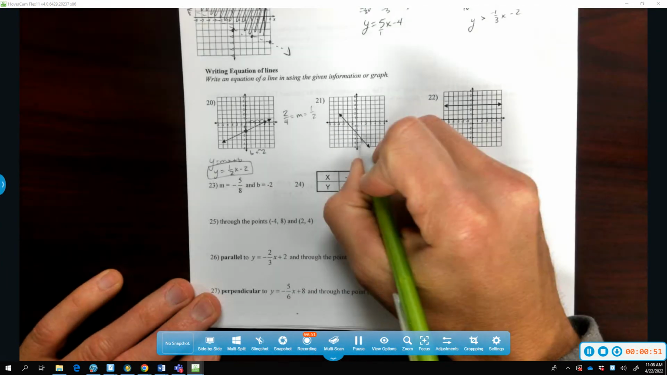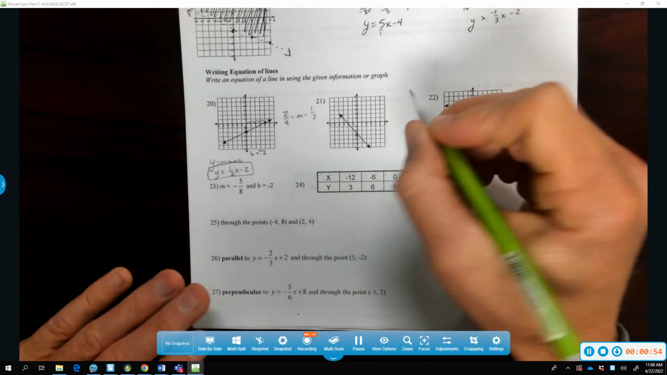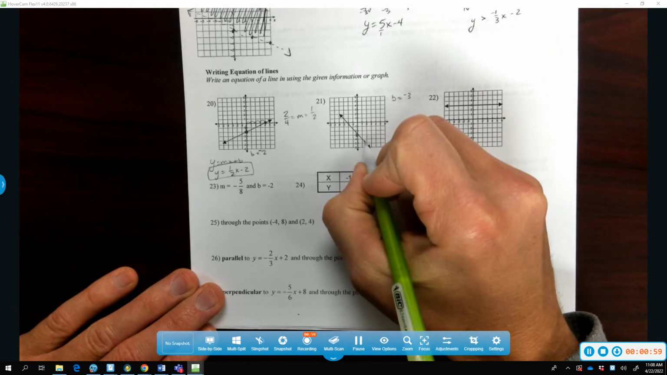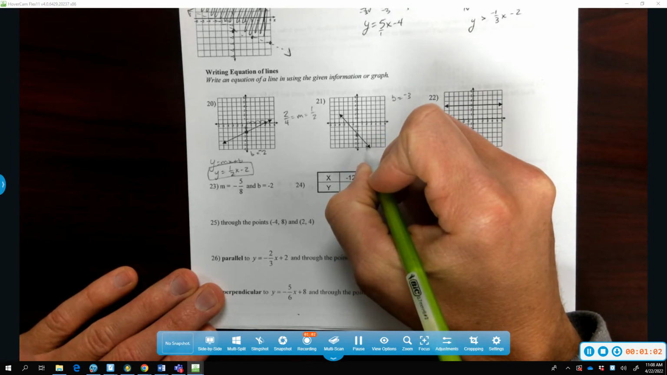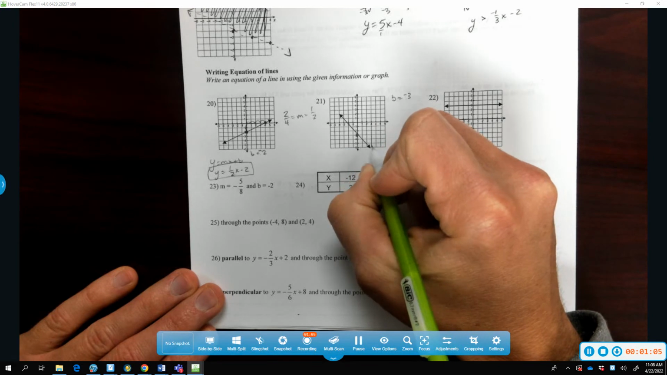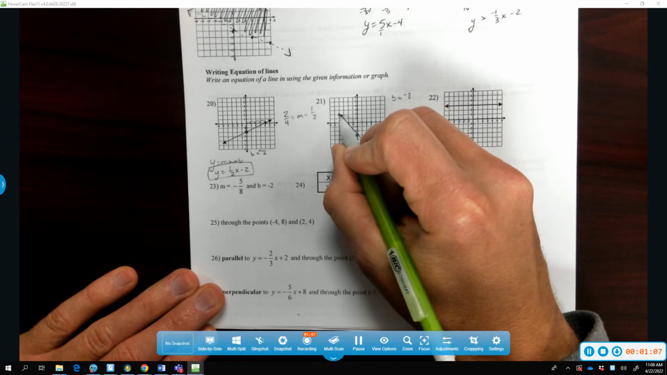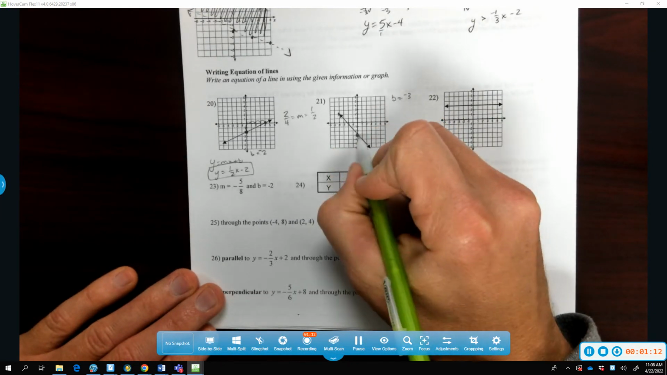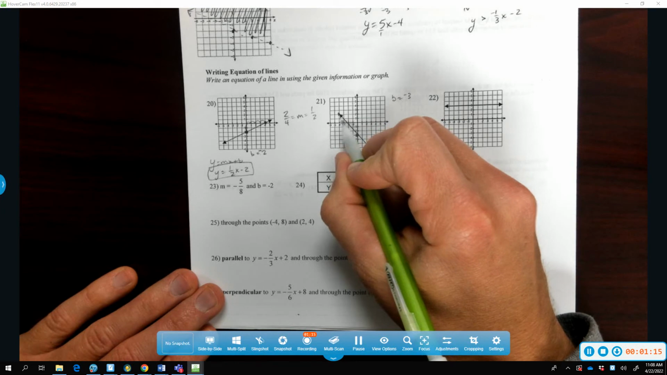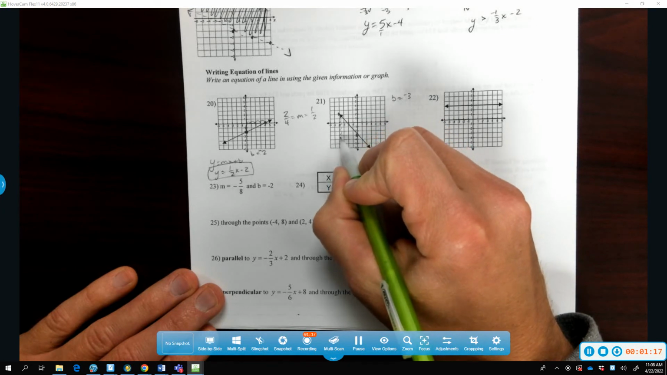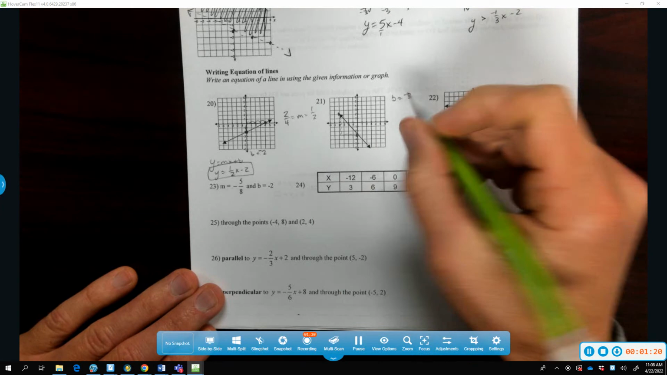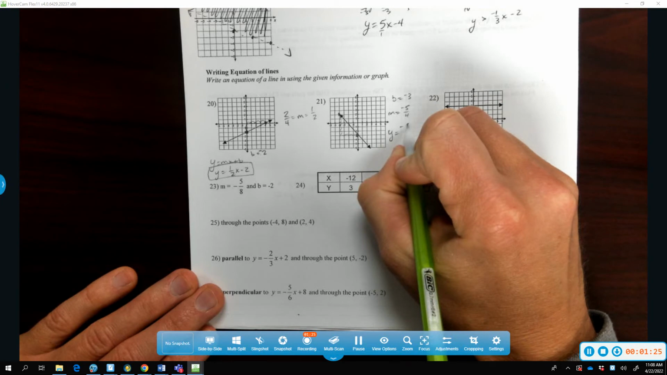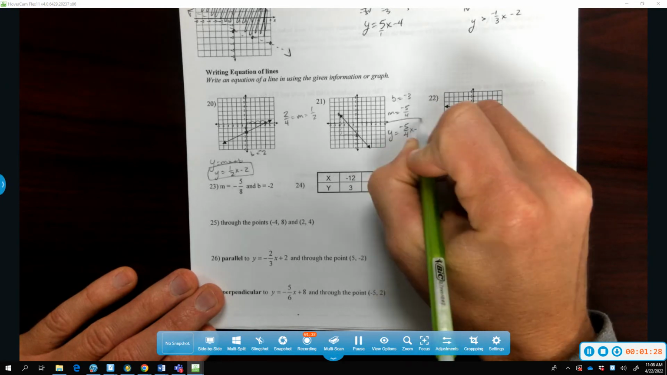All right, so we can see that we have a y-intercept right here at negative 3. So b is negative 3. Another point on the graph looks like that right there. So how did I get from this point to this point? I went down 1, 2, 3, 4, 5. I went over 1, 2, 3, 4. So negative 5 fourths. So m is equal to negative 5 fourths. So again, we write it as y equals negative 5 fourths x minus 3.